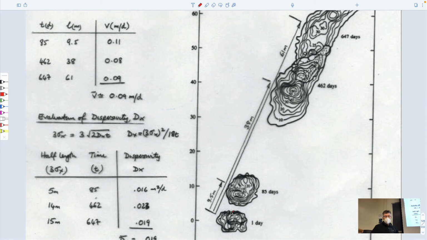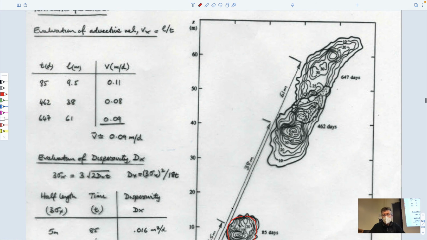So this is at day one, where the plume looks like, and the outlines of the minimum concentrations are given by this. At 85 days, it's this. So what's that? That's 3 months or so, is that right? Yeah, 90 days would be 3 months. At 462 days, this is the outer outline of the plume. And at 2 years, it's sitting up here somewhere, if you see these outlines.